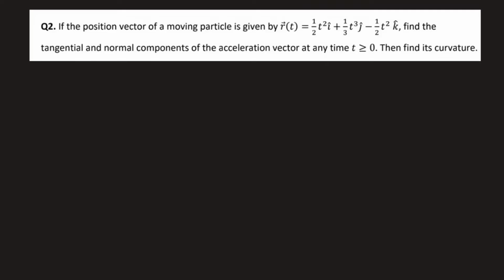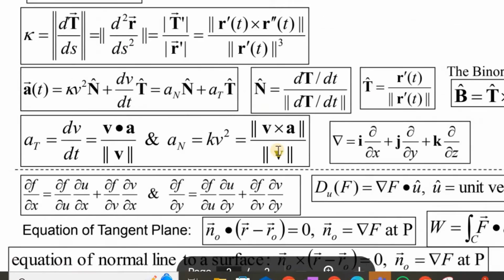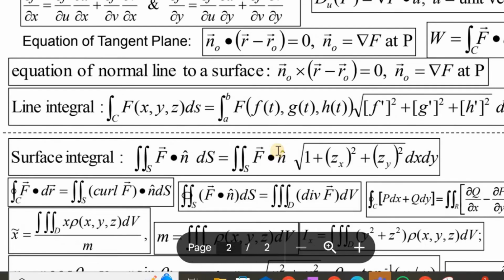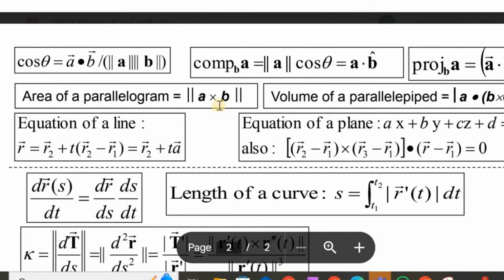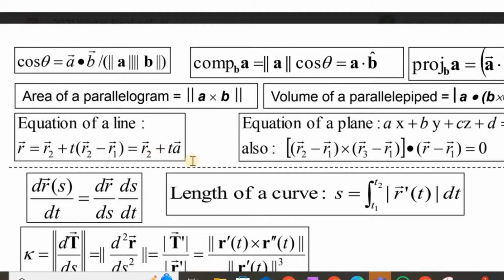Alright, this is our second question, and what are we asked to find? First of all, we're given this vector function over here, and we're asked to find the tangential component and the normal component of acceleration, and lastly we need to find the curvature as well. So we're looking for a tan, a normal, and the curvature. These are the things that we're looking for. First, let's go ahead and calculate a tan. This is the formula sheet given to us with the exam. I have posted this formula sheet in the description below. You can check it out.